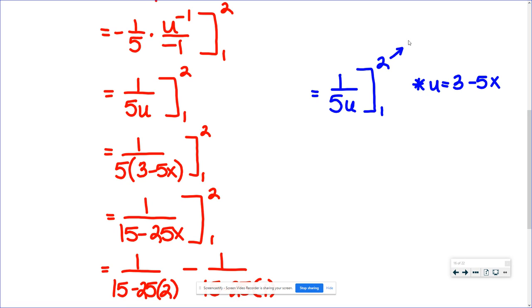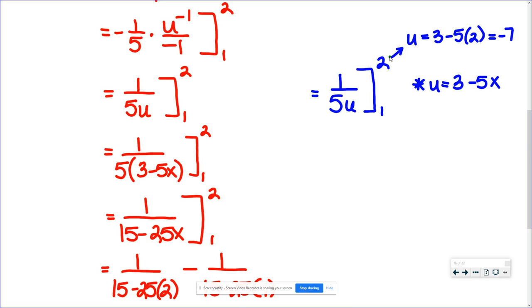Okay, so what you would do is you would say if x is 2, then I could plug 2 into this little equation and find what it would be in terms of u. So if x was 2, that would make this value 3 minus 10, which is negative 7.